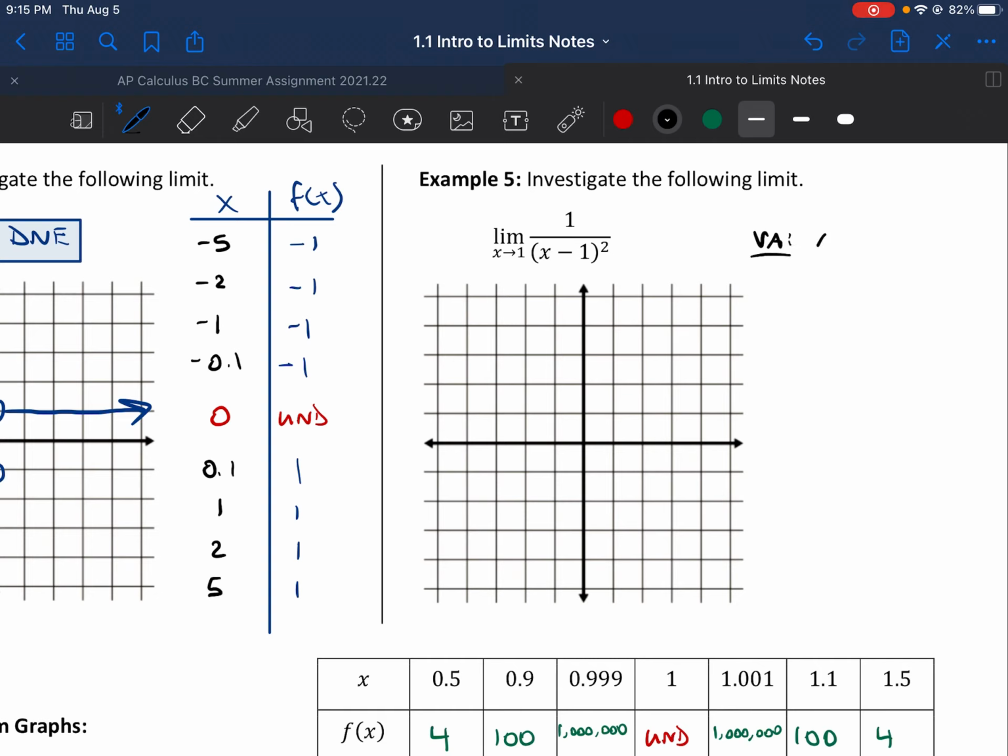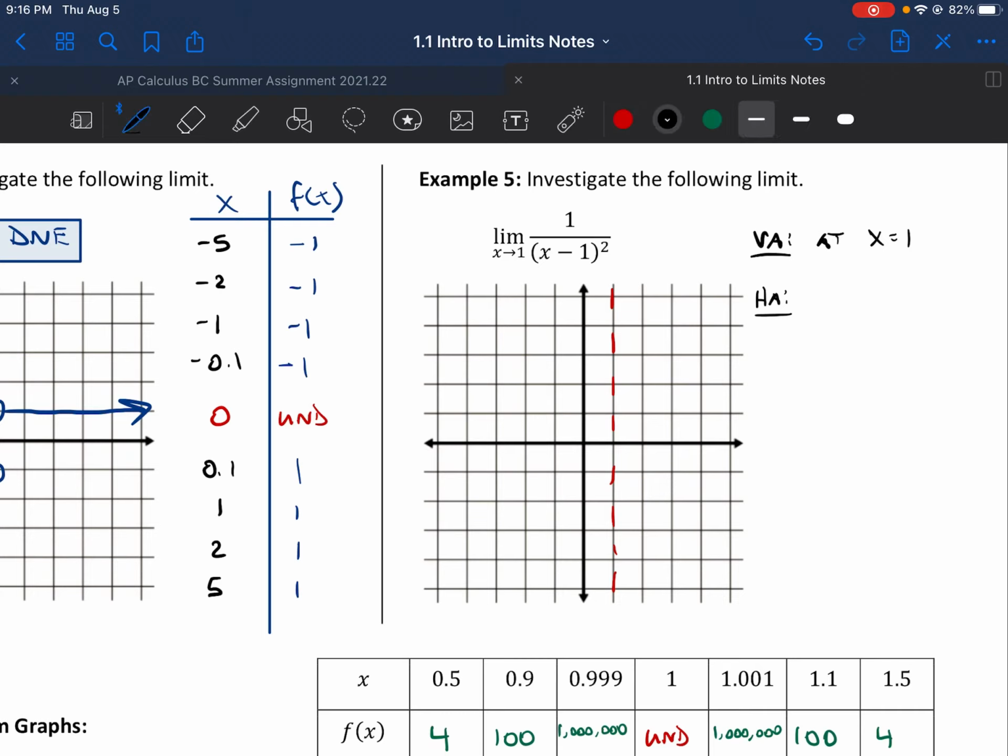We have a vertical asymptote at x equals 1. So I'm going to go ahead and draw in with a dashed line a vertical asymptote. But we also have a horizontal asymptote, and the rules for horizontal asymptotes are a little more in depth. So for horizontal asymptotes, we look at the degree of the numerator versus the degree of the denominator.